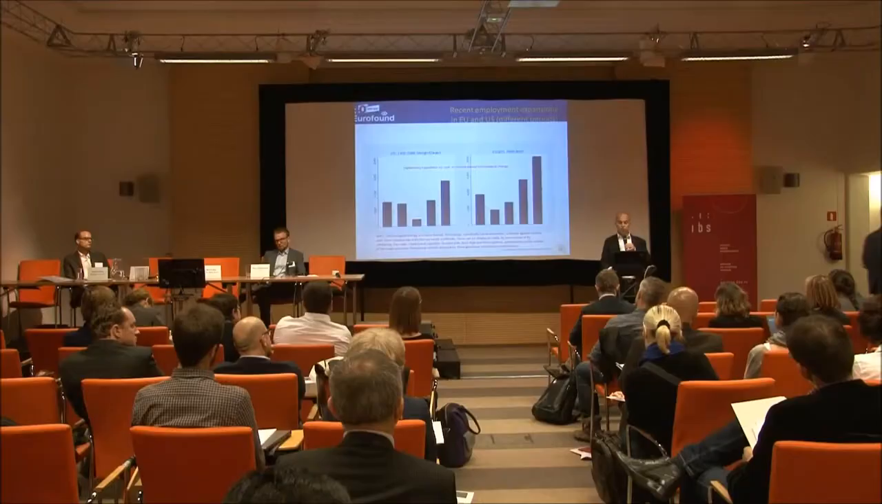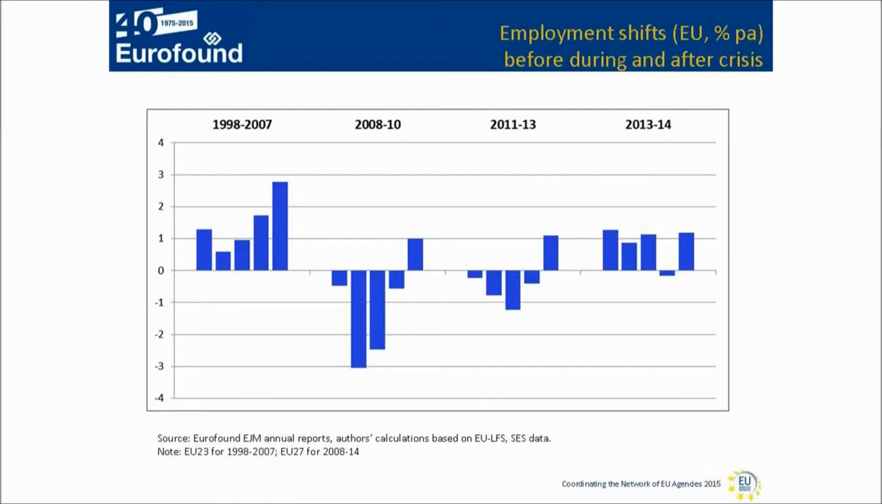The routine jobs are being lost in the middle. The non-routine jobs tend to cluster at either end of the wage distribution. So what you have here is an explanatory hypothesis which seems to match the actual observed data, at least in two of the major developed economies, rather well. In fact, it really is a remarkable marriage of a neat theory and some very obliging data.